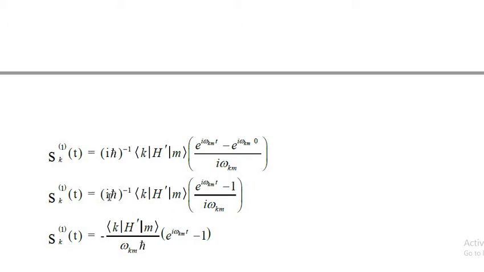So i omega_km into 0 is 0 and e power 0 is nothing but 1. And if you see here, you have (i h cross)^-1. If you bring this to the denominator, or if you express it as 1 by i h cross, in the denominator you will have two i's, that is i into i. i into i is minus 1, so I have written minus the matrix form, and this h cross has gone to the denominator. This omega_km I have written here into e power i omega_km t minus 1.